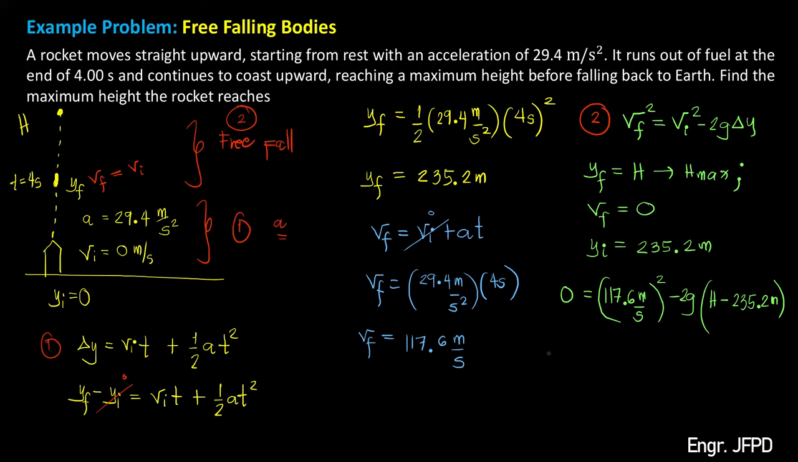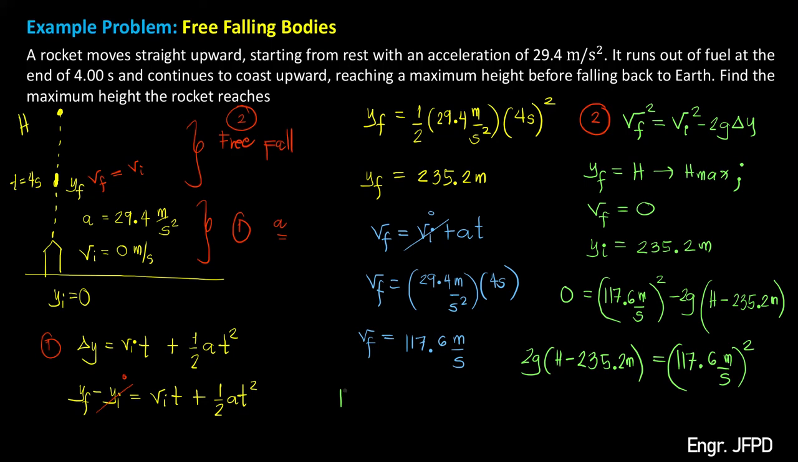Solving for this equation algebraically, let's just simply transpose the negative 2gh minus the 235.2, and that is positive 2g, multiplied by H minus 235.2 meters is equal to 117.6 meters per second squared. Then, just divide both sides of the equation by 2g, which is 2 times 9.8 meters per second squared. Then, transpose this negative 235.2.